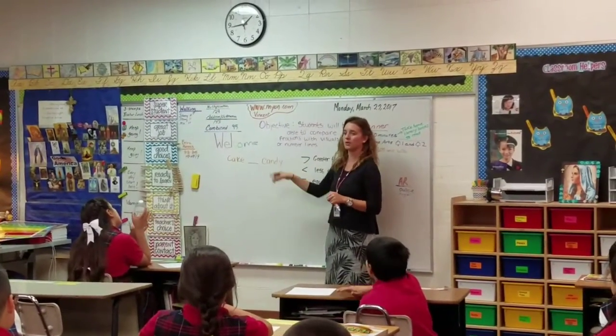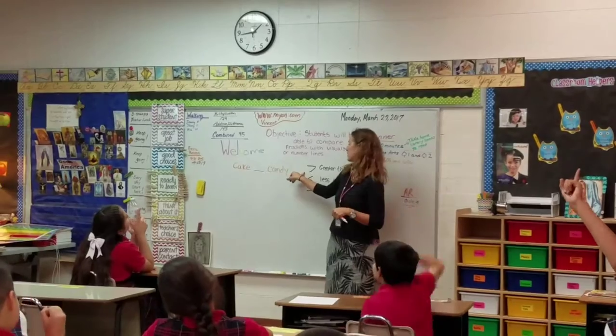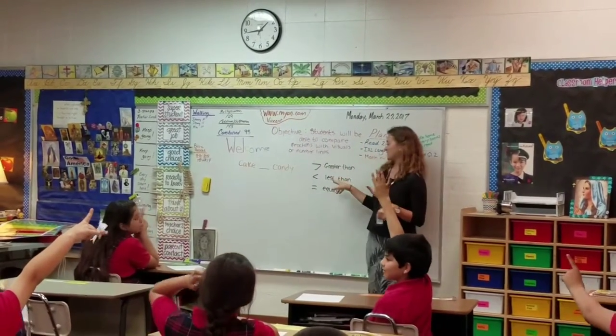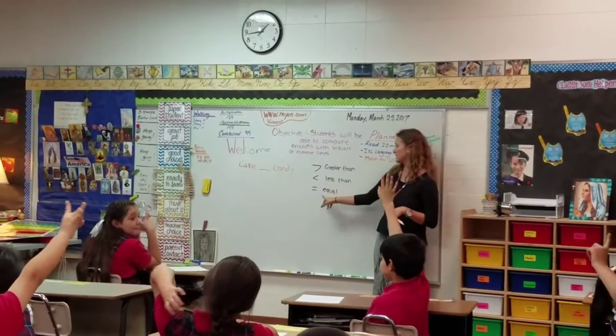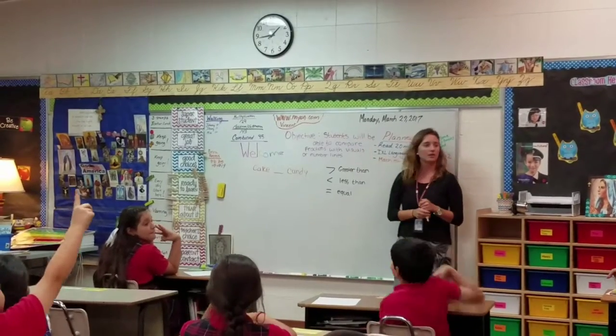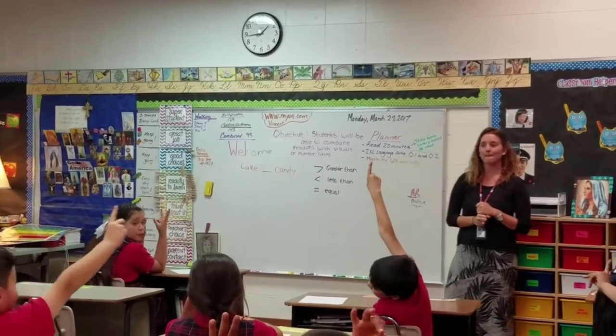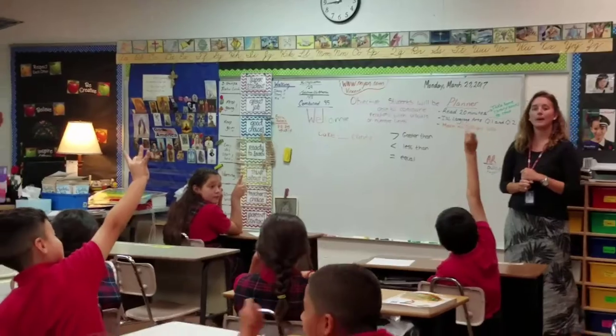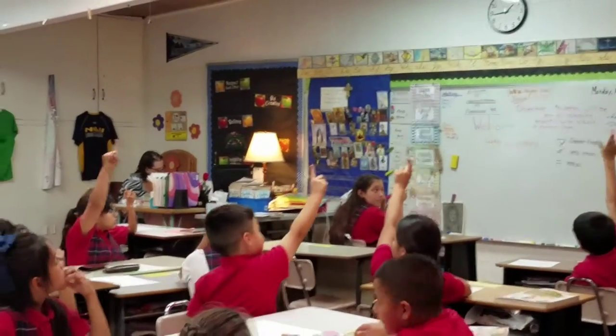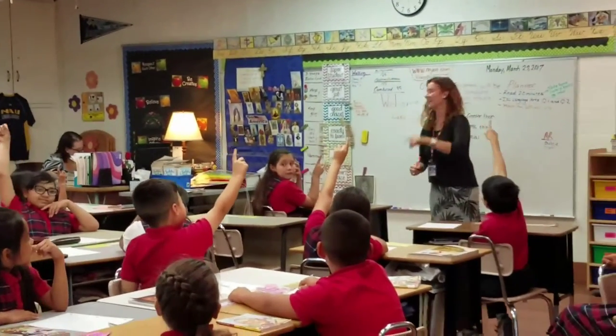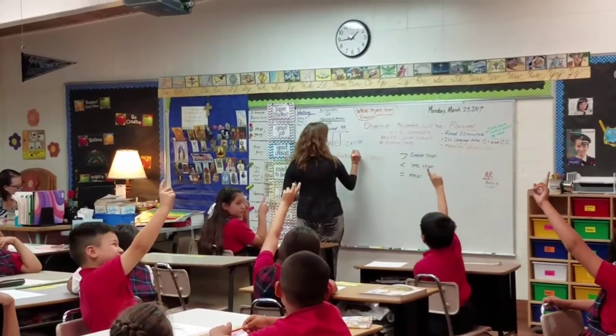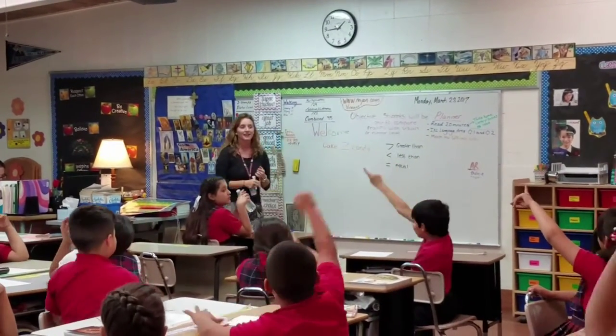One, two, or three? Put your fingers up. One for greater than, put a 2 for less than, and if you think it's equal, then put a 3. We'll look around. Okay, it's going to be greater than. So cake would be greater than. Perfect.